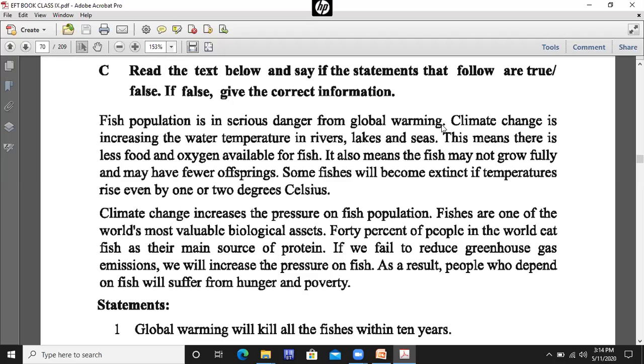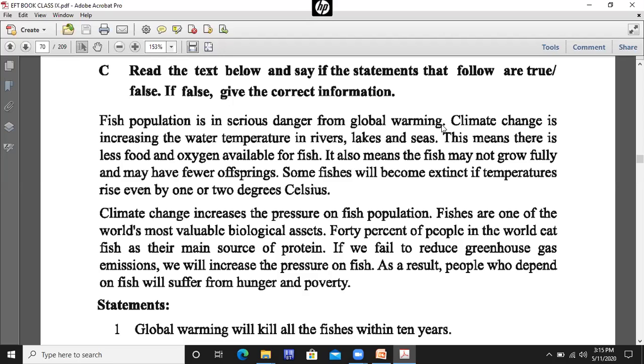Okay, so this means that there will be a shortage of food and oxygen available for fish because the water will become hot or warm. For this reason, the fish will not fully grow and may have fewer offsprings. Offsprings, the meaning, as I have told you before, is the young of an animal or plant.